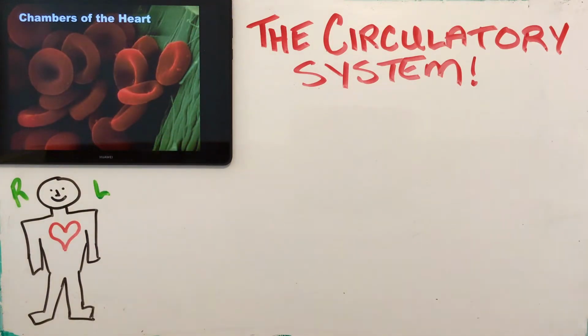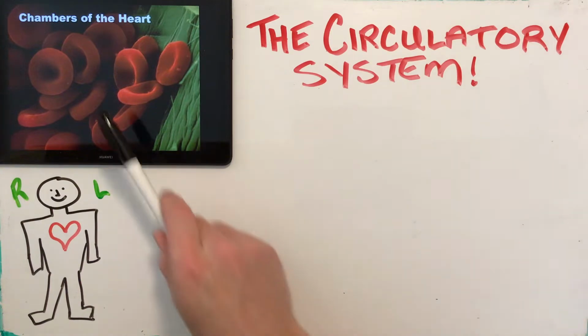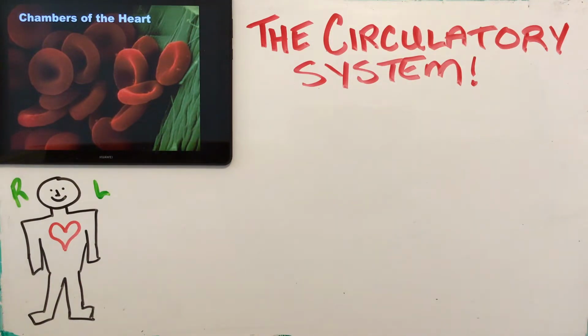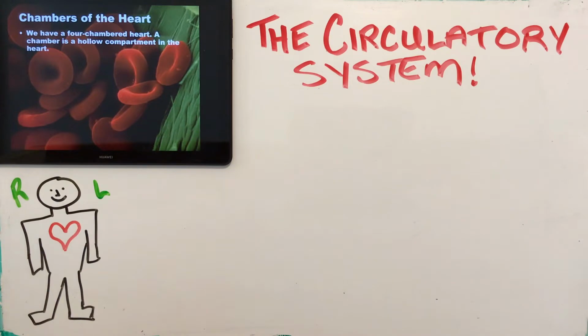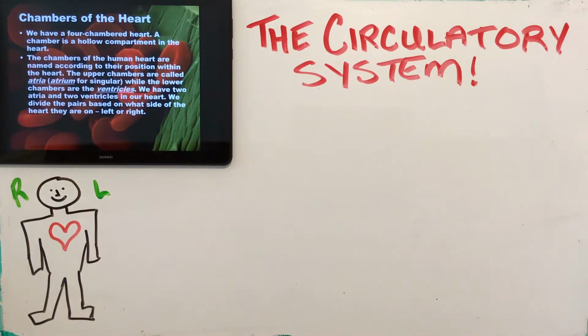The chambers of the heart. Now, a chamber is a hollow area, or I think of it as a room in the heart, right? In fact, the French word for room is chambre, right? So chamber is like a room or a hollow area of the heart. And we've got a four-chambered heart, right? There are two rooms upstairs and two rooms downstairs.